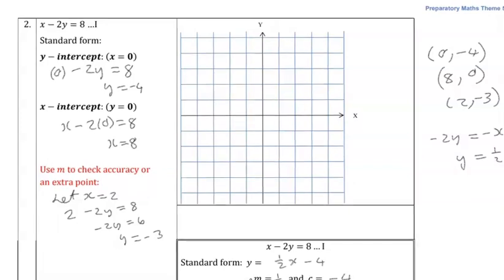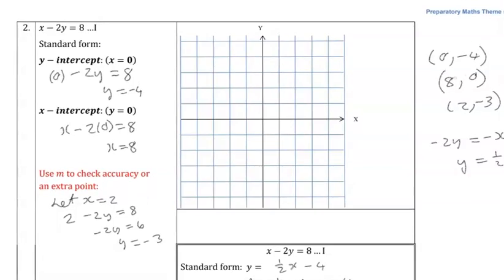Now we see that our coordinates here are quite big, so we have 8 here, and we have only 1, 2, 3, 4, 5 blocks there. So let us make one block 2 units. So this is 2, 4, 6, 8. So this is the one dot for the x-intercept. On the y-intercept, the smallest value is negative 4. So here we can have still 1 unit. So we can have minus 1, minus 2, minus 3, minus 4.